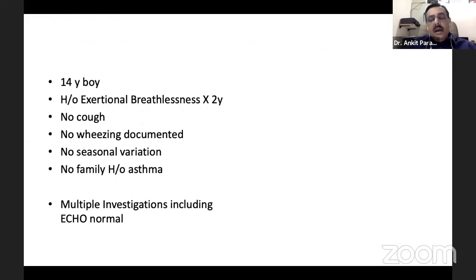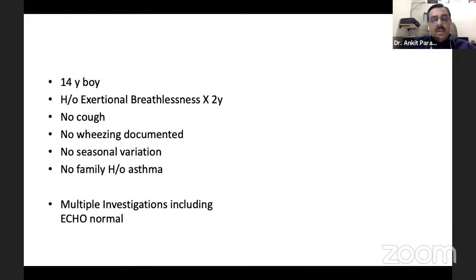Now, I'll give you a few examples of how lung function can help us. So this is a 14-year-old child who has had exertional breathlessness for the past 2 years. This child is not coughing, not wheezing. There's no seasonal variation. There's no family history of asthma. These are doctor parents, and they have seen multiple pediatricians, and all investigations have been normal. Now, no one knows what's going on. This child has not been diagnosed with asthma in the past.